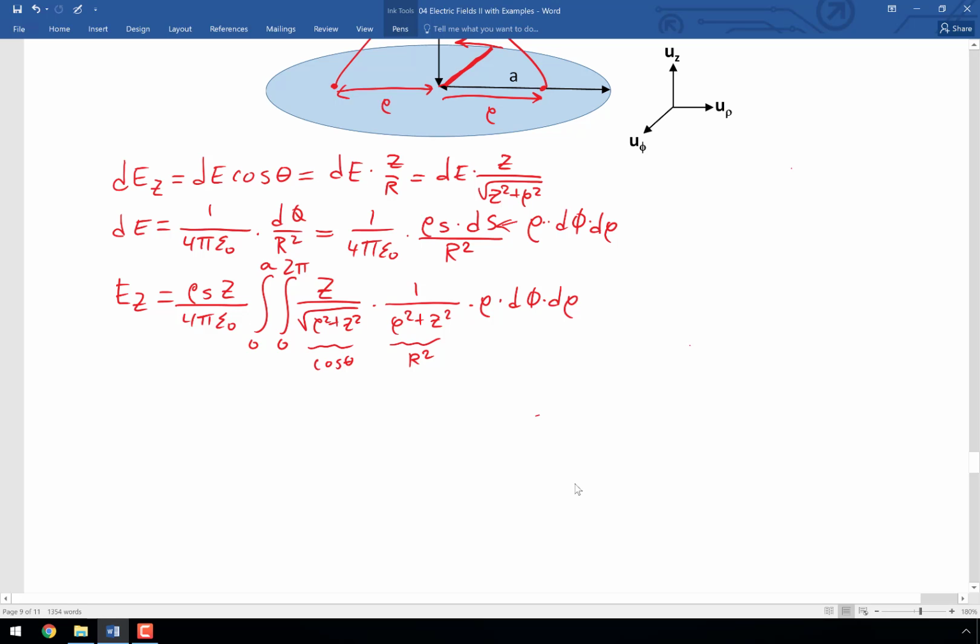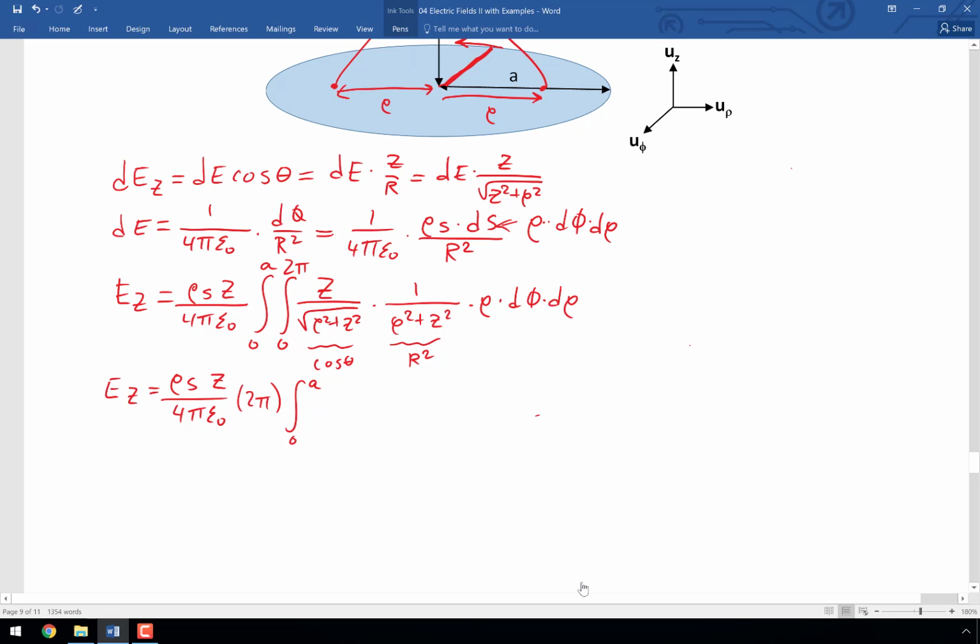So E sub z is going to be rho sub s times z divided by 4 pi epsilon 0. And notice that absolutely nothing in this integral depends on phi. So I can do the integral of phi from 0 to 2 pi, and it just becomes 2 pi minus 0. Or I'll just refer to this as 2 pi. And so this now is just one integral from 0 to a. And I'm going to go ahead and combine a few things together here.